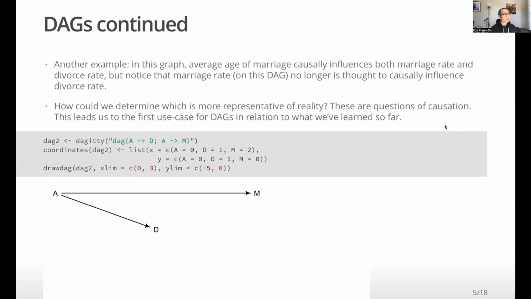Here's another example. So in this directed acyclic graph, the average age of marriage directly influences the marriage rate and the divorce rate. But the big difference, of course, between this and the last one is that the marriage rate no longer is thought to causally affect the divorce rate. So these are representations of hypotheses that we might have, ways of thinking about the way that variables relate to each other. And so these really, again, are questions of causation.